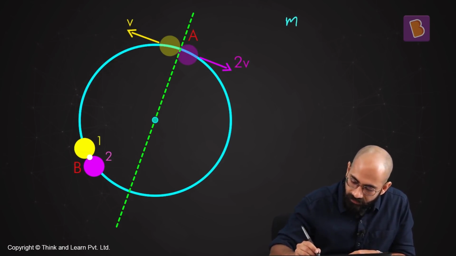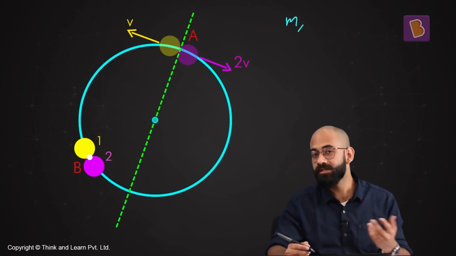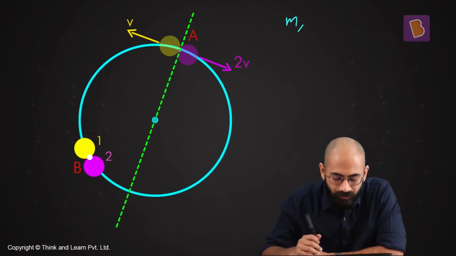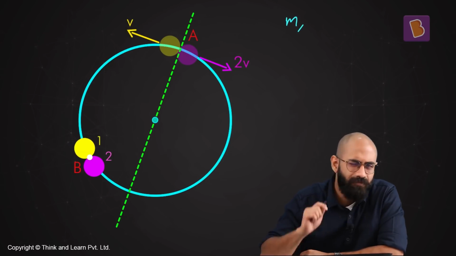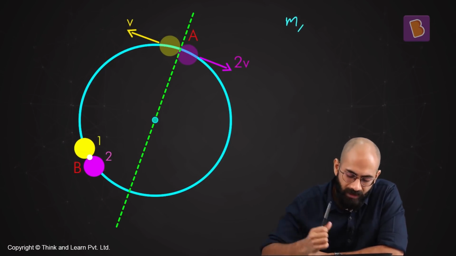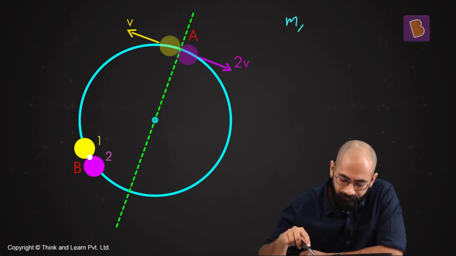Let's say they have the same mass m, and the collisions are elastic. There is no energy lost during this collision. Now, first let's figure out where this point will be.